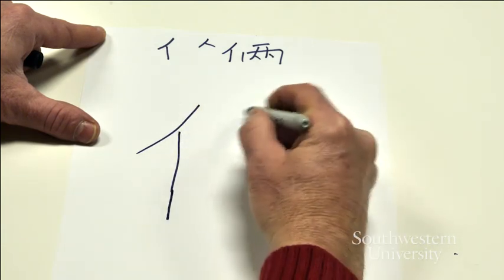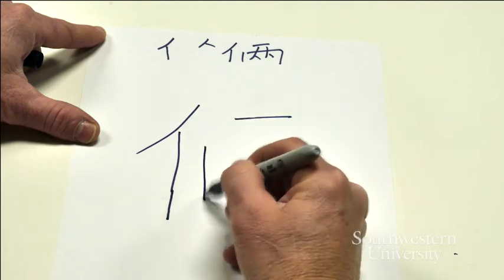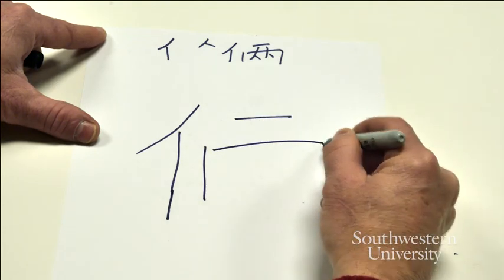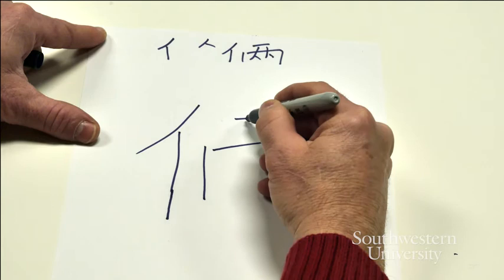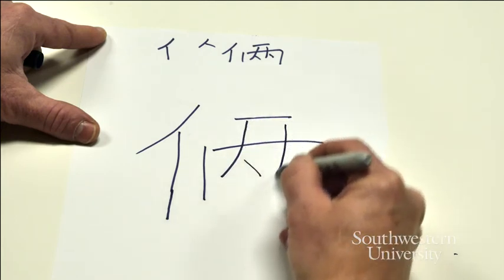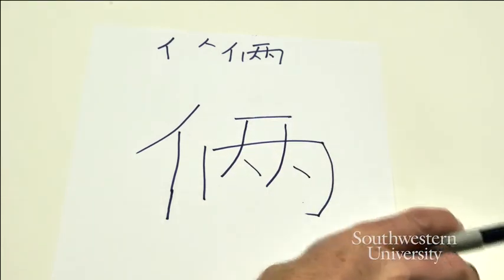Let's make that longer, shu. Heng, shu. Heng, zhe, gou. Pie, dian, pie, dian, lia.